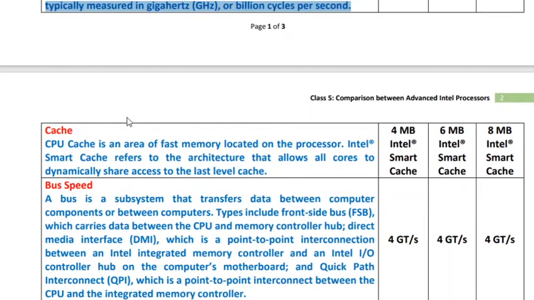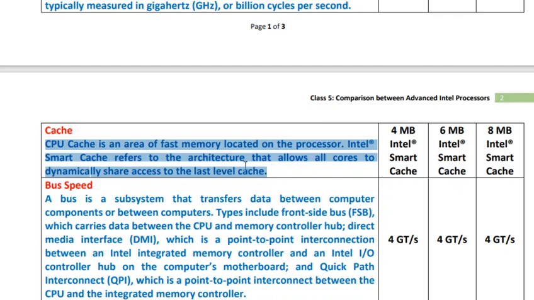Now cache. Cache, as we all know, is a high-speed memory that is used in order to supplement the CPU registers. So CPU cache is an area of fast memory located on the processor. Intel Smart Cache refers to an architecture that allows all the cores to dynamically share and access the last level cache. Cache is capable of holding frequently used data. It may be onboard or offboard cache depending upon whether it's internal or external cache.